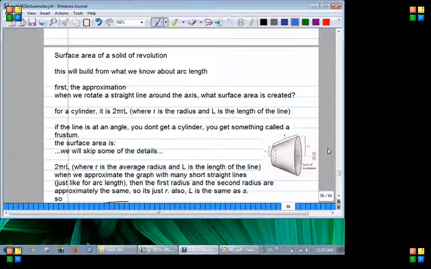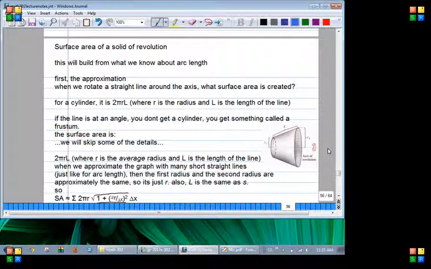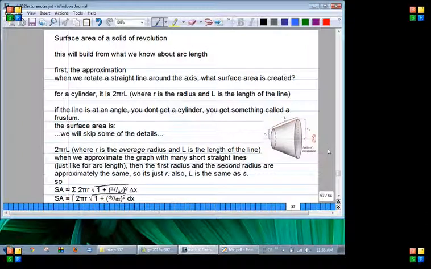Okay. So, to approximate the surface area, what you have is the sum of the surface area of each frustum. So the surface area of one frustum is 2 pi r times L. But what was L? We know an approximation for L is the square root of 1 plus delta y over delta x squared times delta x. We just saw that. So if we want the surface area exactly, what happens? The integral of 2 pi r times the square root of 1 plus dy dx squared, all dx.